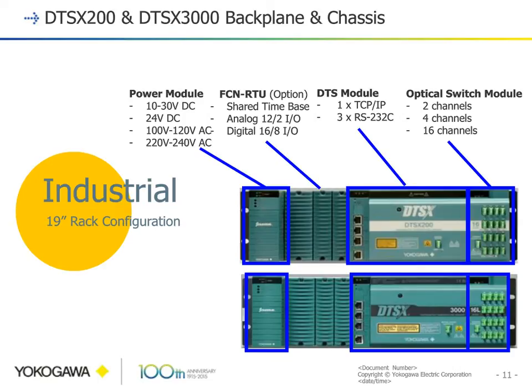And so to make the system scalable, we've added an optical switch module, in which we offer an option of 2, 4, or 16 channels. So we can configure a simplex system with just a power supply and a DTS module, or we can multiplex the system up to 16 channels, and you can see how that would scale your capability in terms of coverage.